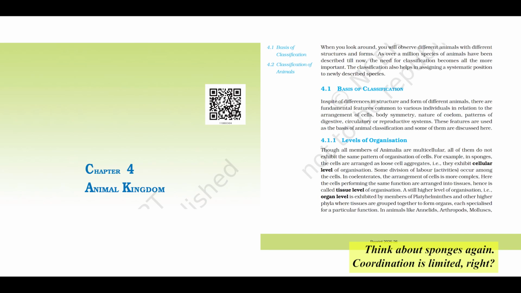Think about sponges again. Coordination is limited, right? Each cell functions somewhat independently. Now jump to the organ system level. Organs associating into functional systems allow for highly specialized and efficient physiological processes. For instance, that complete digestive system means continuous unidirectional food processing. Different parts of the gut can specialize, some for breaking down food, others for absorbing nutrients. Much more efficient than an incomplete system where digestion and waste removal interfere.